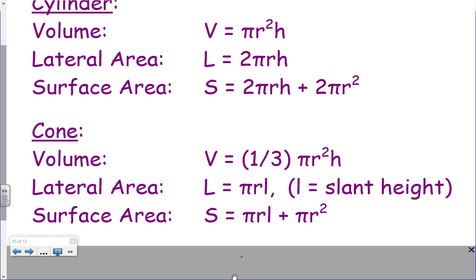The surface area includes that. Surface area is the lateral area plus the bottom of that. So that's pi times the radius times your slant height, plus pi r squared for the area of the base.